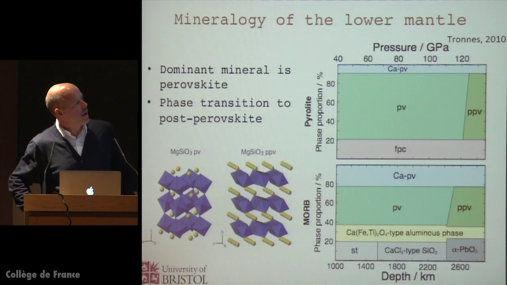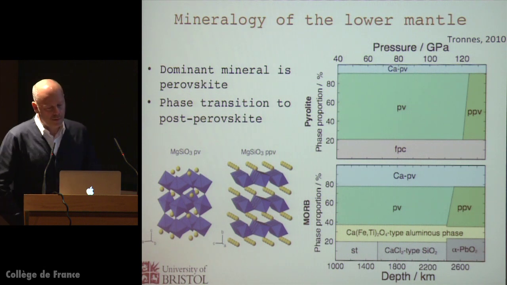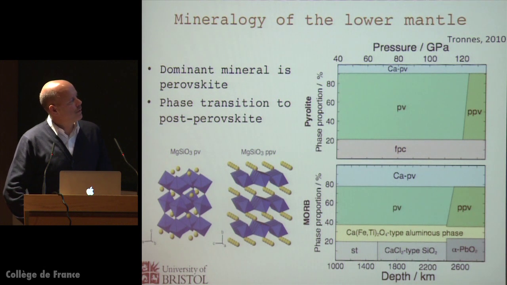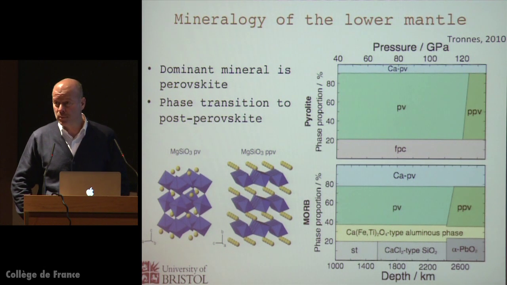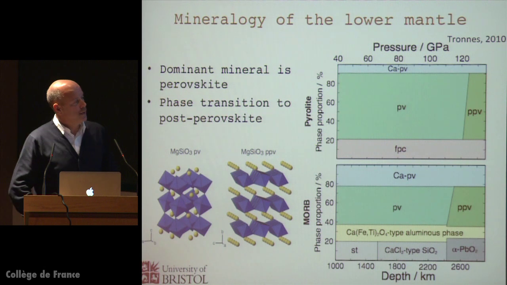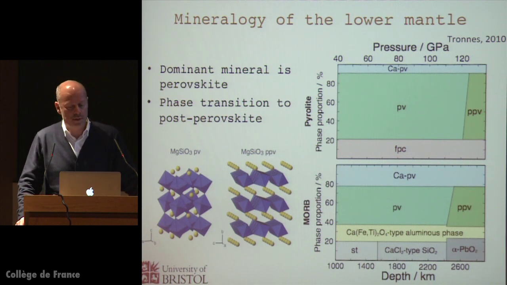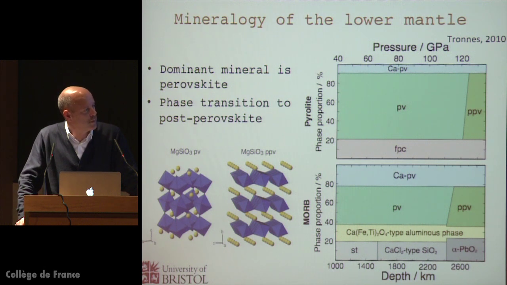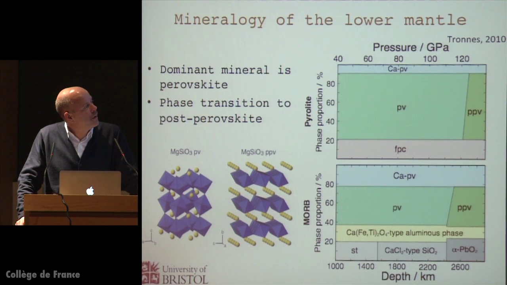In terms of mineralogy, on the right is a model of a pyrolytic mantle, and on the lower part is the MORB equivalent. The most dominant mineral in most of the lower mantle is perovskite. But then in the lowermost few hundred kilometers, it's been suggested that there's a phase transition to post-perovskite. And some might argue that this is one of the most exciting discoveries in mineral physics in the last 25 years. In both models, both compositions, there's a calcium perovskite element.